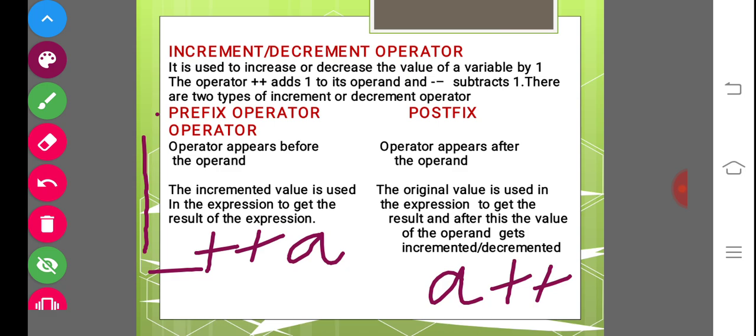The second difference is that in the prefix, the incremented value is used in the expression to get the result of the expression, whereas in the postfix the original value is used in the expression to get the result, and after this the value of the operand gets incremented or decremented. Now let's understand the second point.